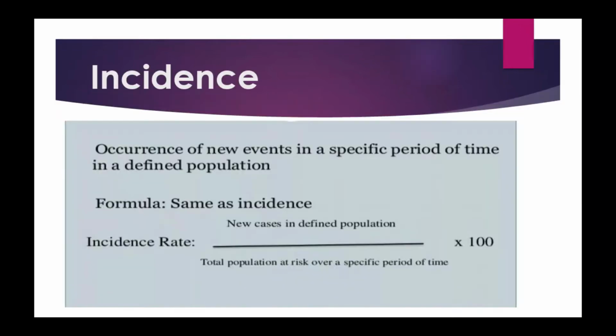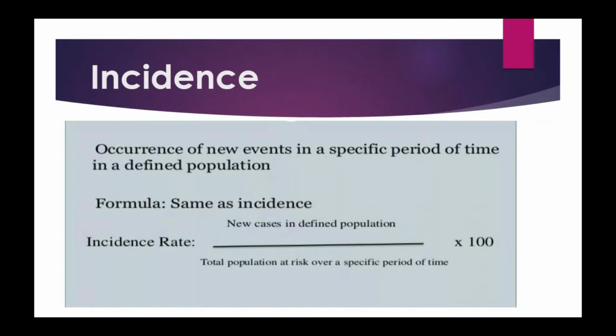Today I am going to discuss incidence, prevalence and levels of prevention. So the first is incidence. The definition of incidence: it is defined as the number of new cases occurring in a defined population during a specified period of time.